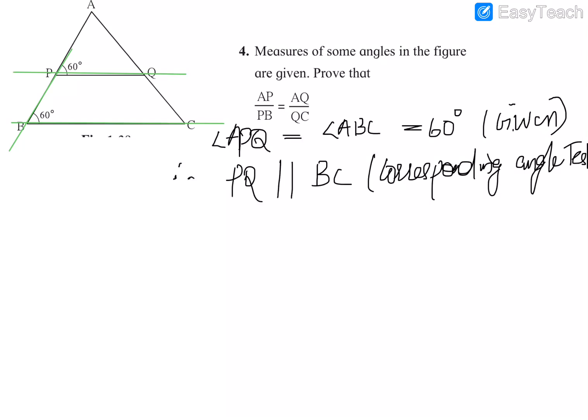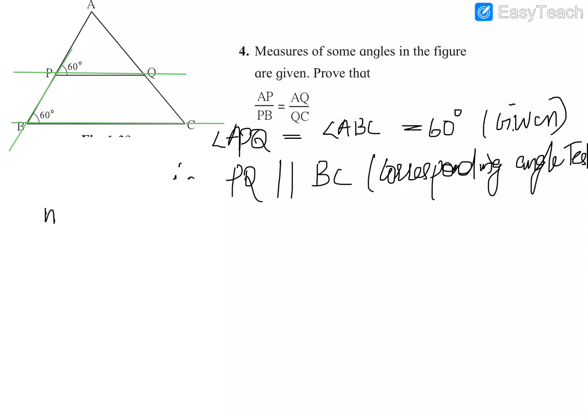So by corresponding angle test, since the angles are same, we can say that PQ is parallel to BC. So by basic proportionality theorem, since the line PQ is parallel to one side of this triangle, BC, the ratios of the other two sides will be same.